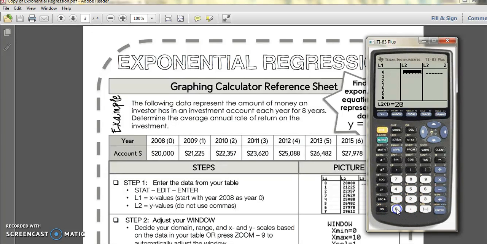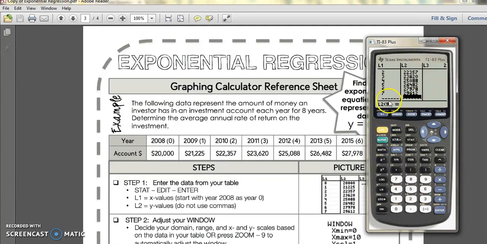So in 2008, he had $20,000, then $21,225, 22,357, 23,620, 25,088, 26,482, 27,978, and finally 20,612. And make sure to hit Enter after that.